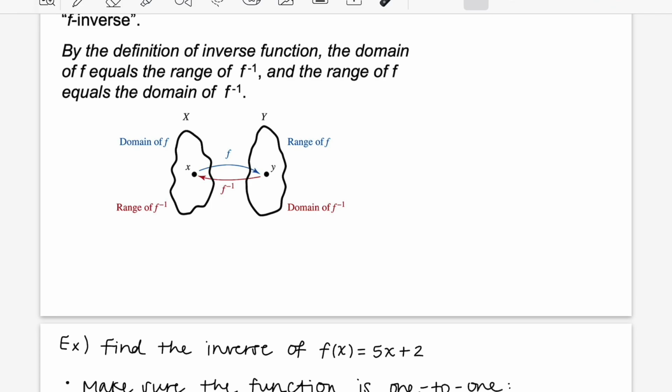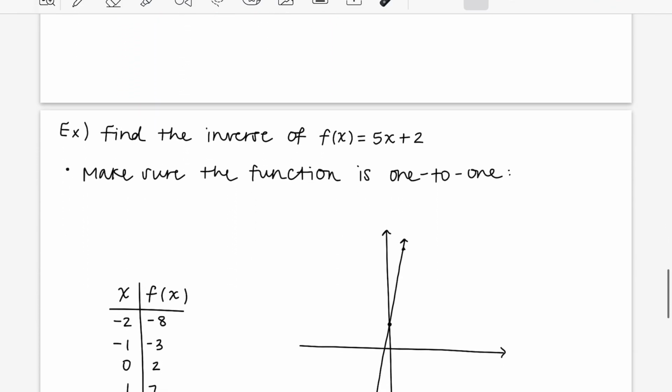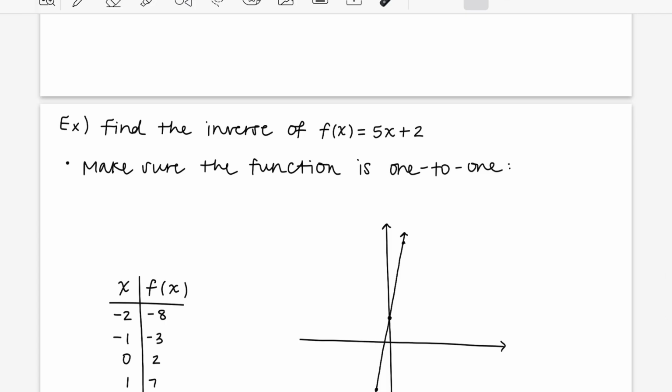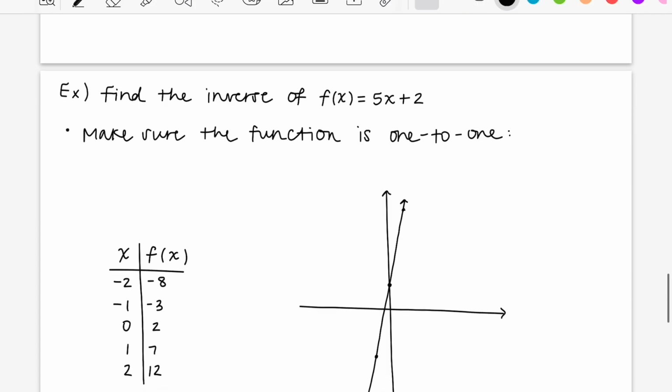And in the interest of time, I've put this table and this graph here, so we can easily check that this function is one-to-one. This is the graph of our function. We can check this by looking at our table here and making sure that each output has exactly one input. And it looks like that is the case here.